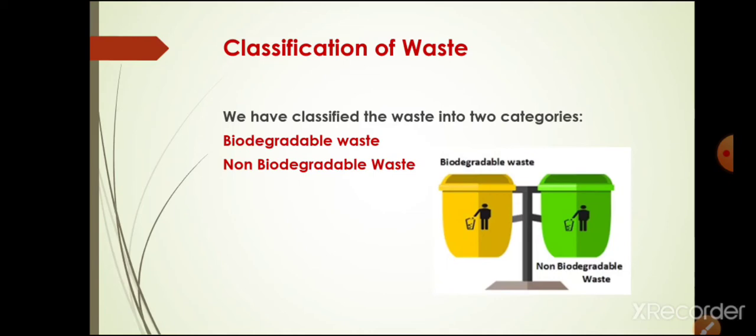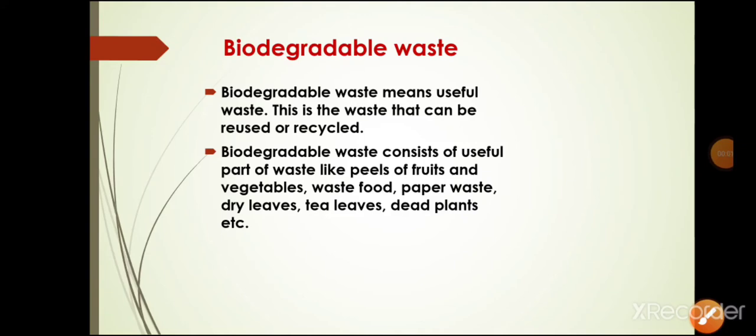On the basis of their ability to get decomposed, waste can be divided into two groups. What are these two groups? These are biodegradable waste and non-biodegradable waste. Start with biodegradable waste. Biodegradable waste is acted upon by microorganisms and decomposes into simpler substances. For example, vegetable peels, tea leaves, dried leaves, paper, bread. These all are examples of biodegradable waste. And biodegradable waste can be reused and recycled.